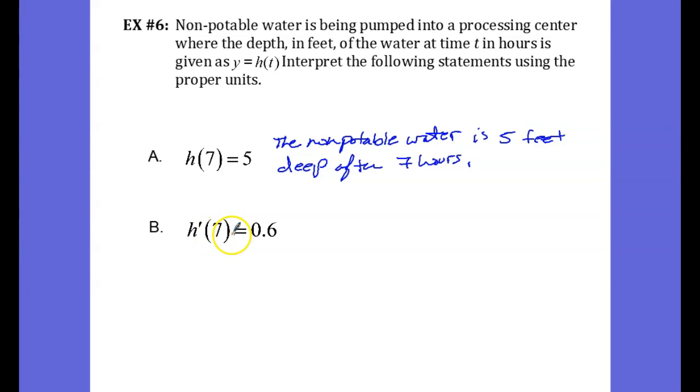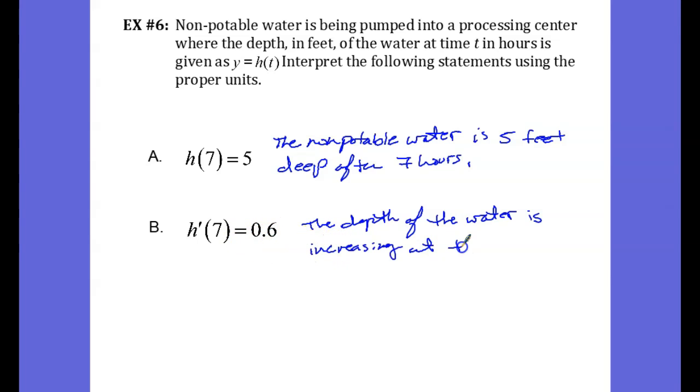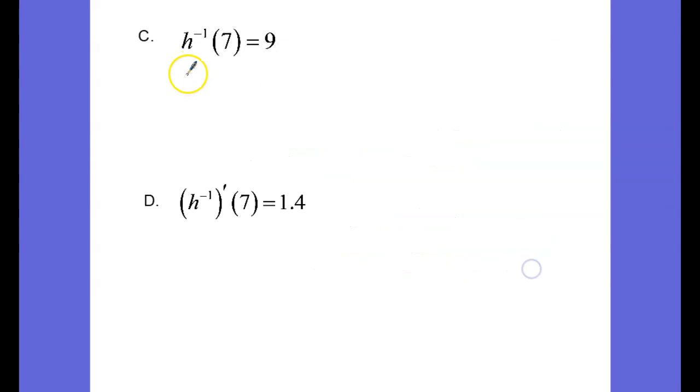H prime of 7 equals 0.6. So this would be the rate of change of the depth. So the depth of the water is increasing or decreasing? Well, it's positive 0.6, so it's going to be increasing at the rate of 0.6 feet per hour at t equals 7 hours. In part C, we have the inverse function, h inverse of 7 equals 9.